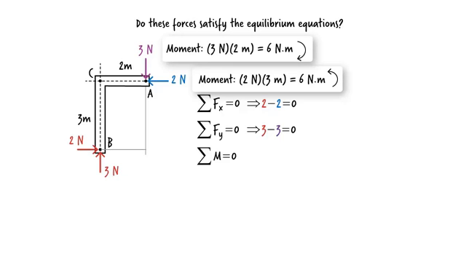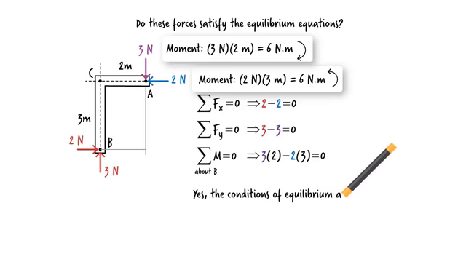If we assume the clockwise rotation is positive, then we can write the third equilibrium equation as follows. Since the sum is also 0, we conclude that all 3 equilibrium equations are satisfied. Hence, the bracket is in a state of equilibrium.